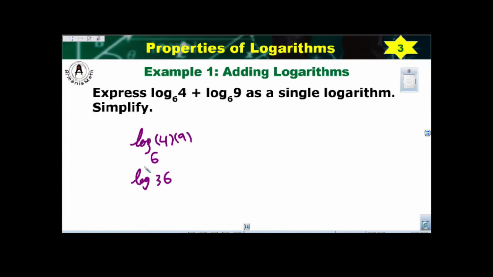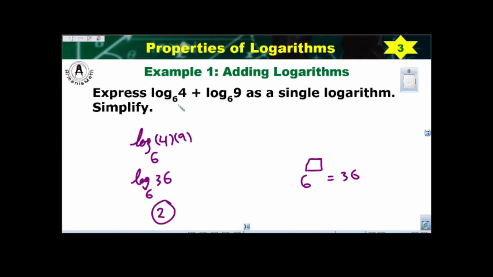Now comes your last class's thoughts and knowledge. I'm going to evaluate this here. Log 36, and I have a base of 6. What takes you from 6 to 36? Now you flip your brain to the exponential side. You ask: 6 raised to what power will give me 36? That's the question. The answer is 2. So the value of this log is just 2.